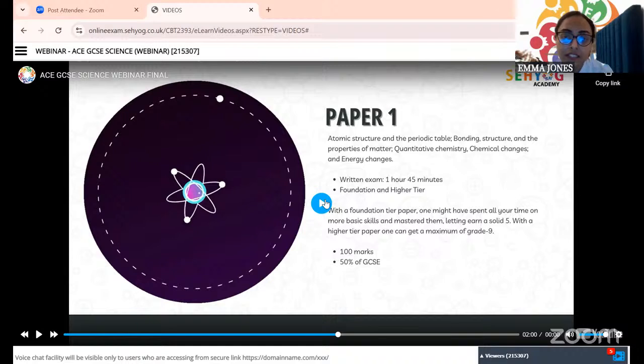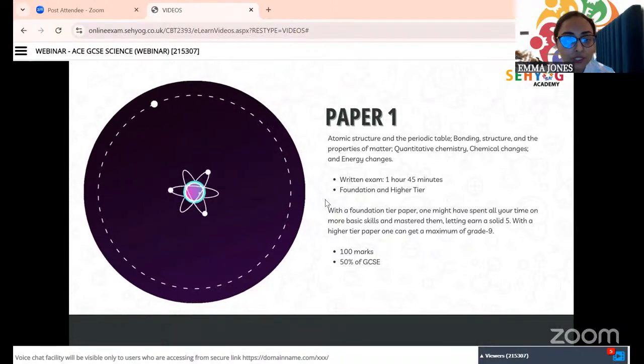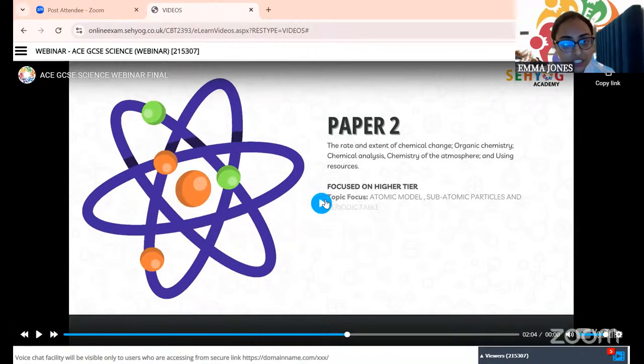Also, same as the other papers in GCSE AQA, the papers are of two types, foundation and higher tier. So, we all know about all these things. These are already mentioned by Lavisha ma'am. Both paper 1 and paper 2 carry 100 marks each.